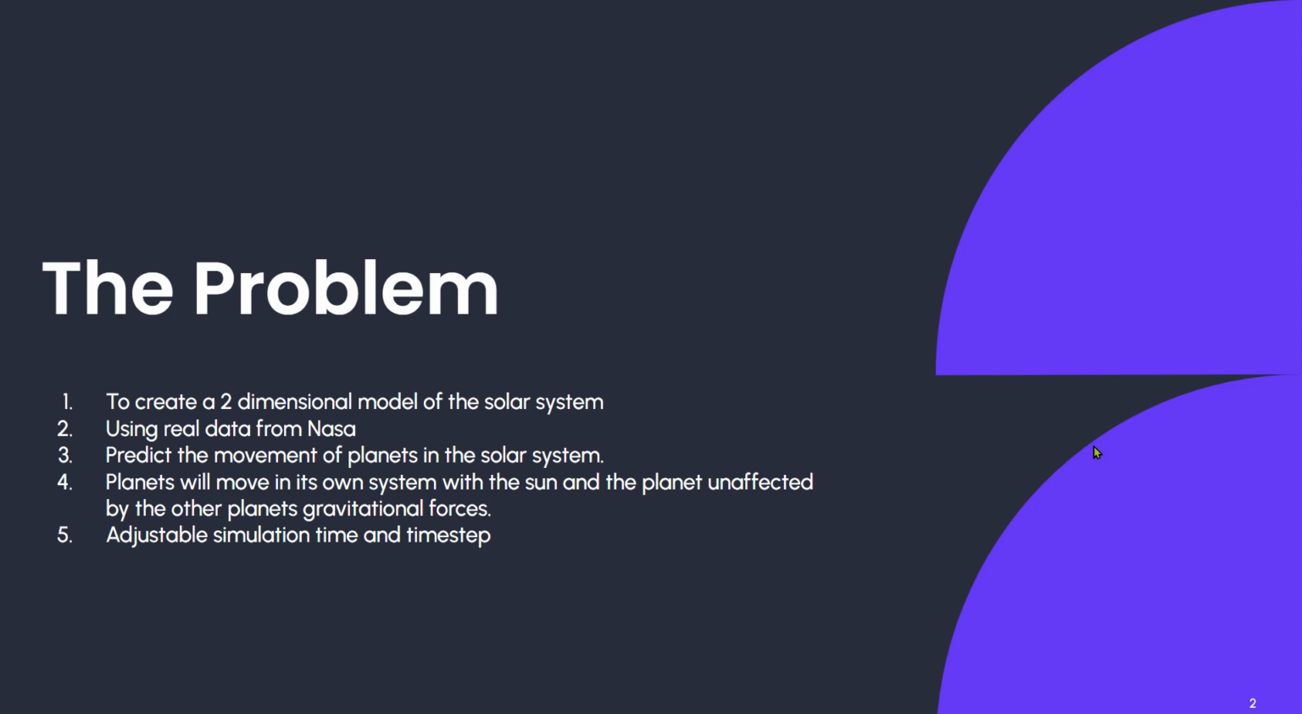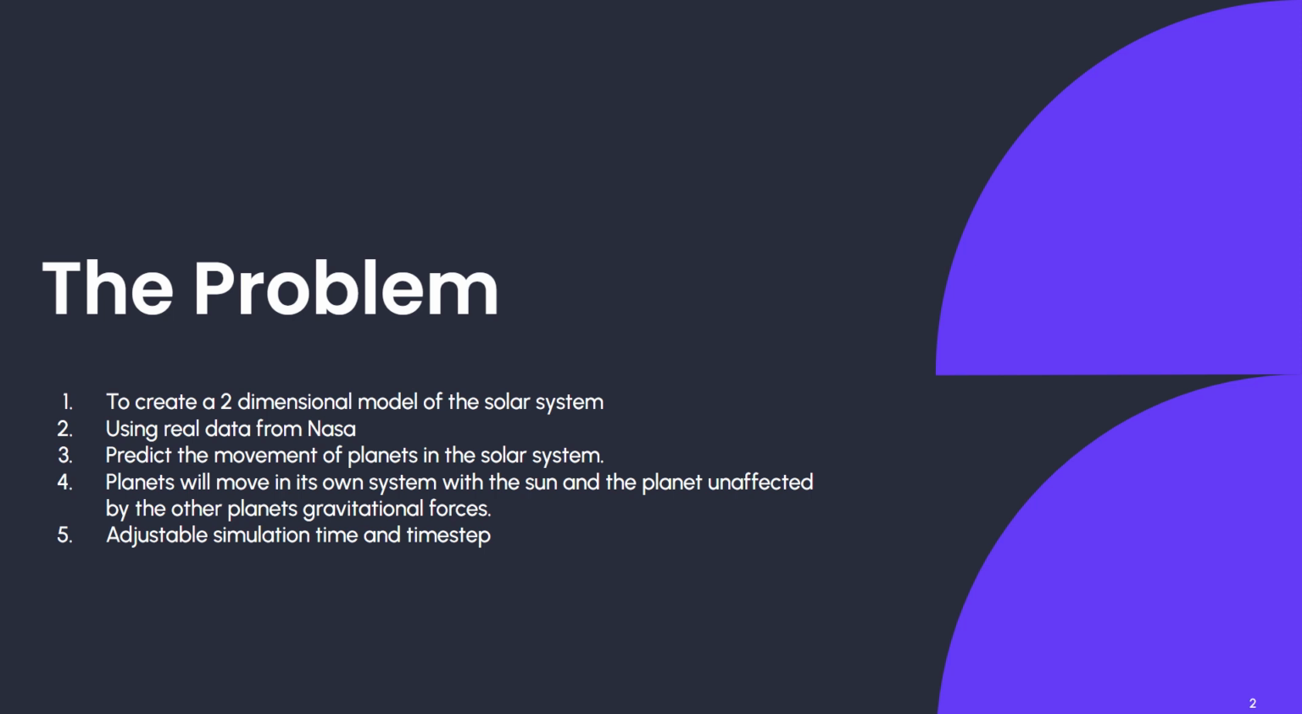My goal was to create a two-dimensional model that simulates the solar system using real data from NASA's planetary fact sheet. The purpose of this model is to predict and visualize the movement of the planets in orbit around the Sun. A unique choice I made for the simulation was to treat each planet as an independent two-body system, meaning the only gravitational interaction considered is between the Sun and the individual planet. This simplifies the calculations while still yielding realistic orbital behavior.